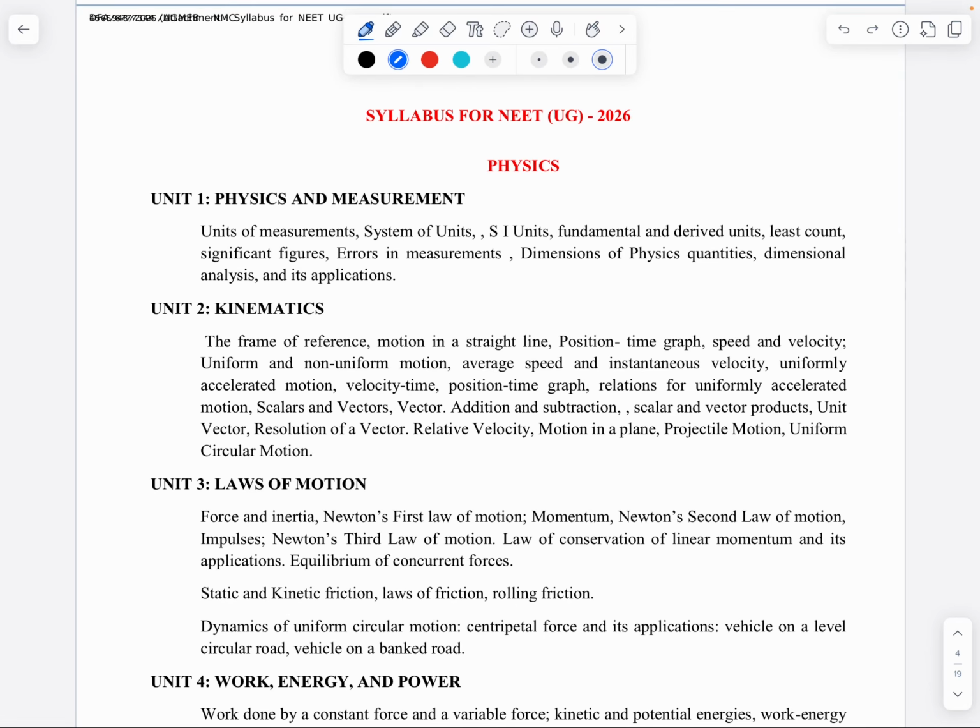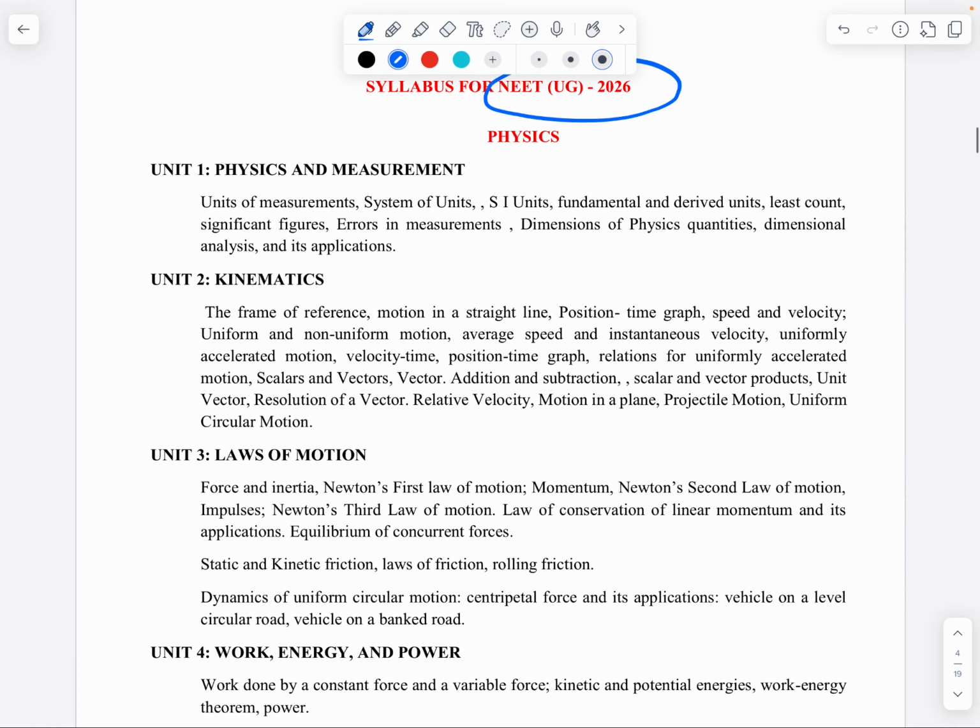So hello everyone, today we are going to discuss the syllabus for NEET-UG 2026. So firstly, we'll discuss the physics section.